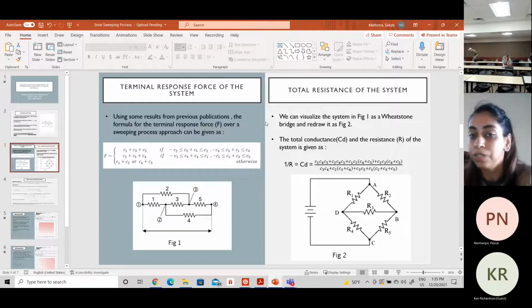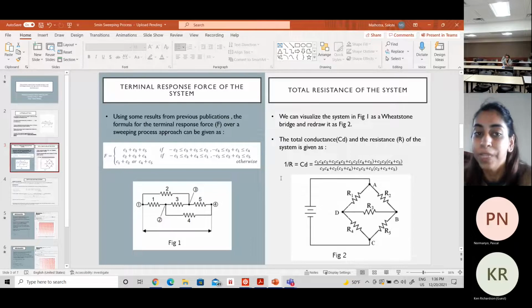And the other thing that we are trying to optimize is the resistance of the system. So the same system given in figure 1 can be redrawn as figure 2, and it is nothing but a Wheatstone bridge. Where every spring i has resistance 1 over Ci, we can use Kirchhoff's law to find the formula for resistance and conductance of our system.